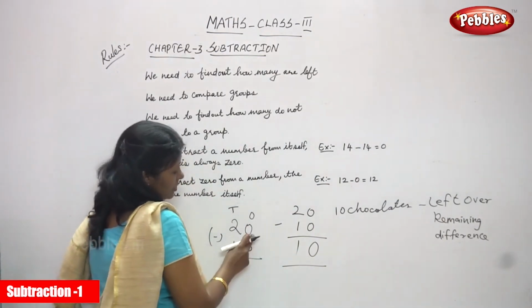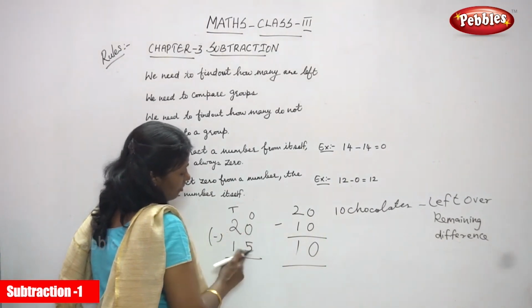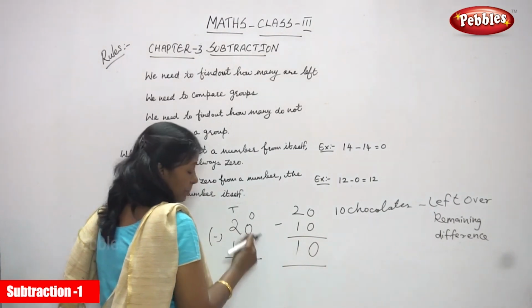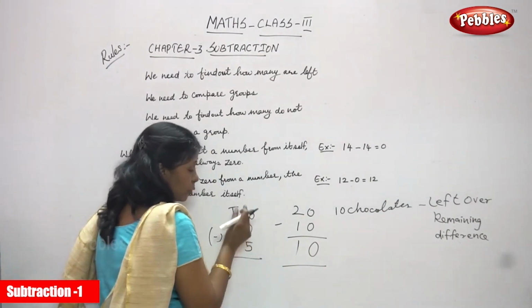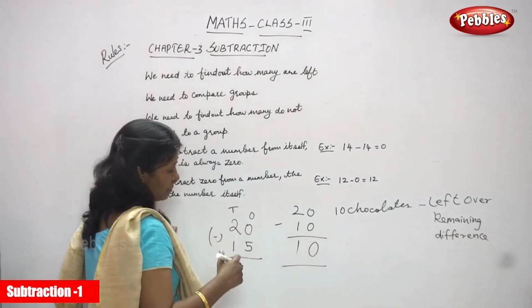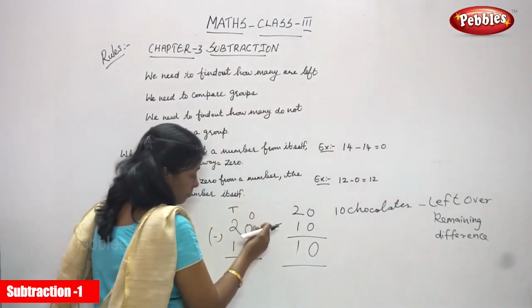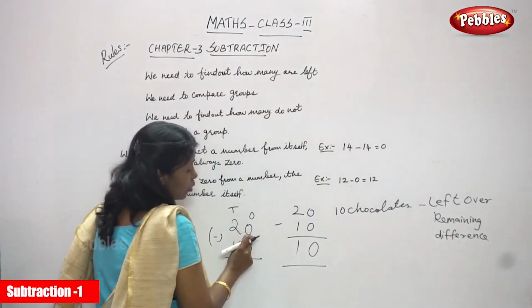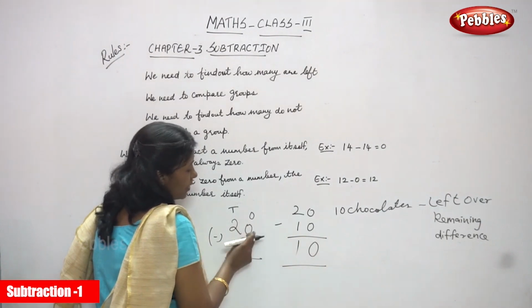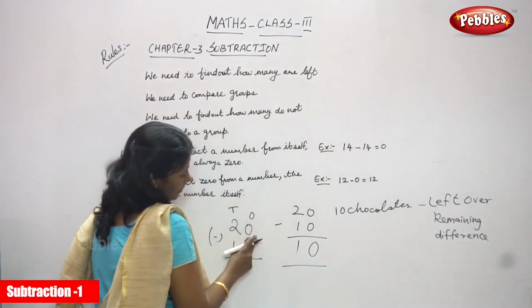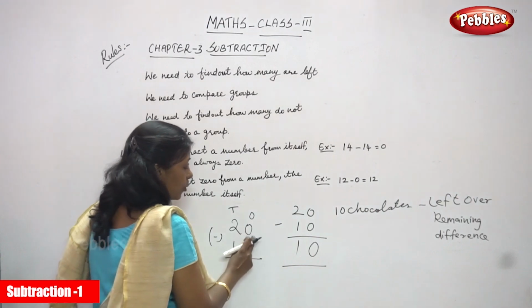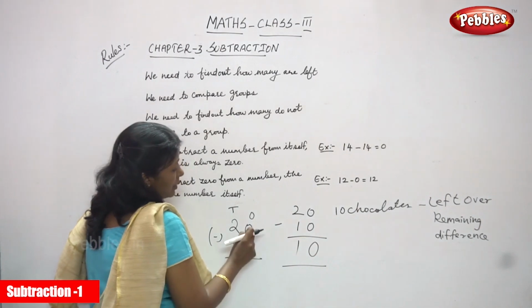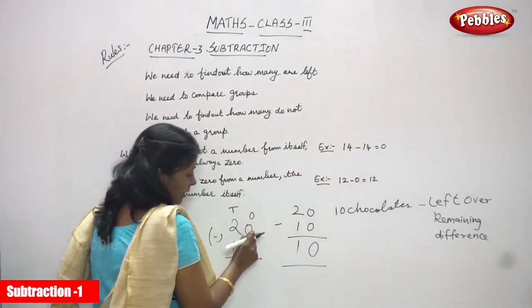First of all, 20 and 15. If I subtract from any number, I have to subtract the smaller number from the bigger number. But here, 0 ones are not enough to subtract. There is no possibility to subtract 5 from 0. It is not practically possible to subtract from 0 to 5. So I can't subtract 5 from 0.